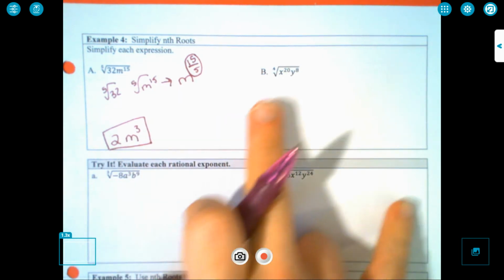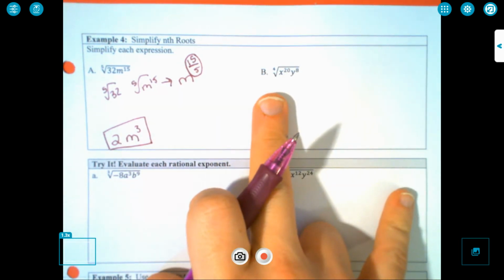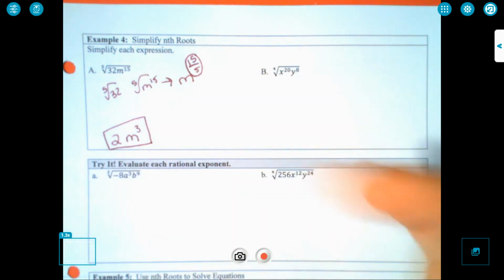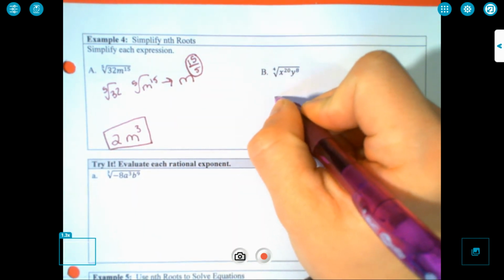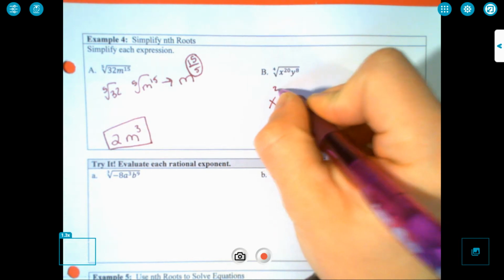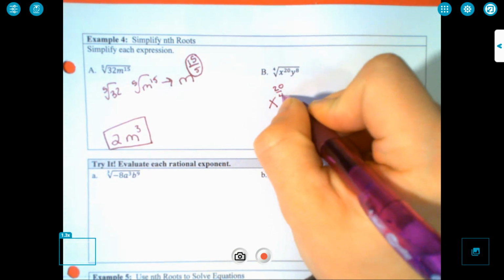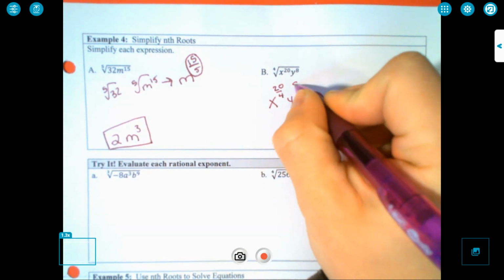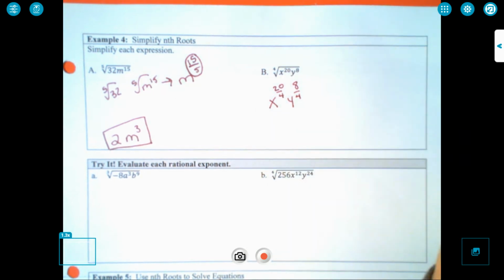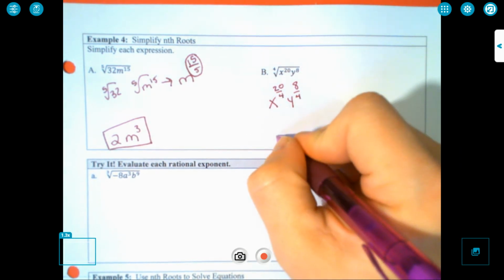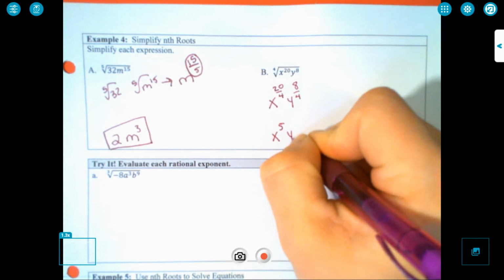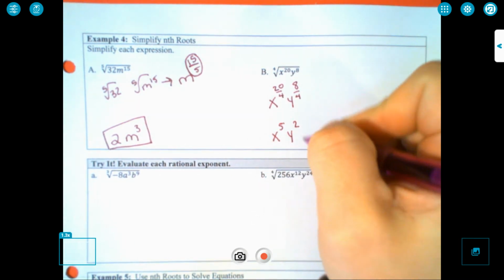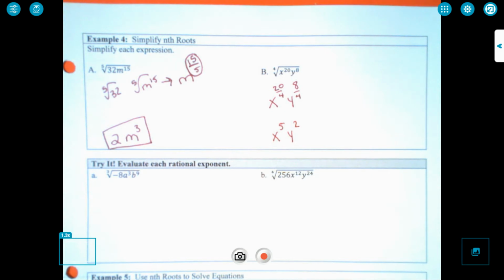On B, you've got multiple letters going on. Instead of trying to just visualize it in my mind, I'm going to switch these into rational exponents. So this would turn into x to the 20 over 4, and y to the 8 over 4. Go ahead and do the division. 20 divided by 4 is 5, so I'm left with x to the 5. 8 divided by 4 is 2, leaving me with y squared. And that's it. It's as far as that has to go.